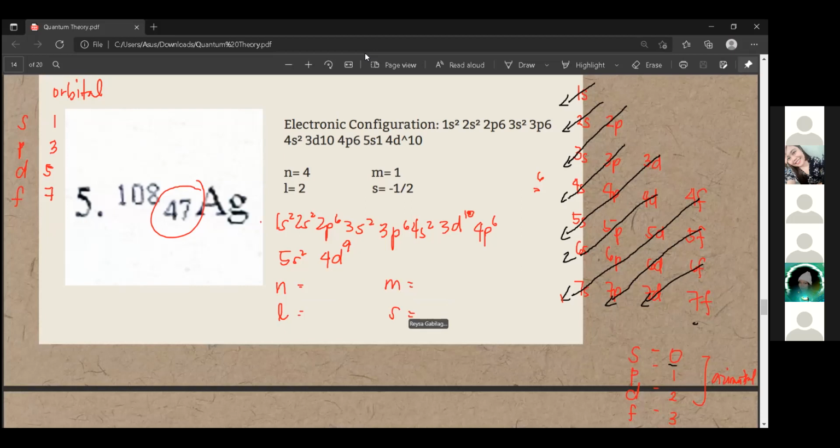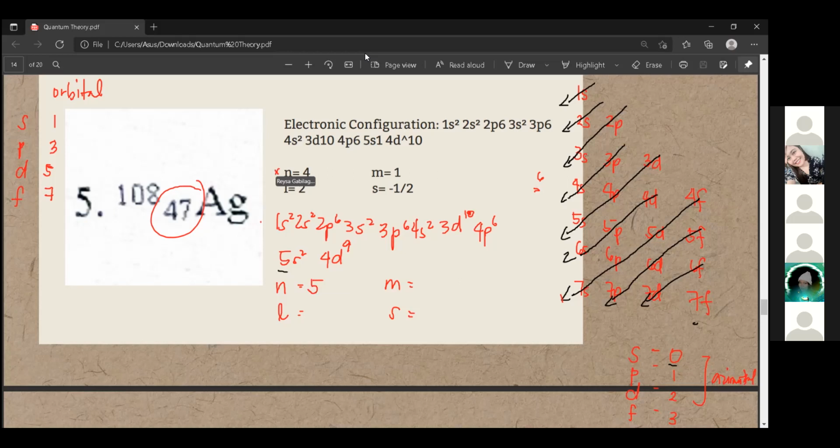So again, we will be following the electron configuration arrangement. We will be predicting the n. The n here, take note, is the biggest one. It doesn't matter whether it's last or in the middle, as long as it's the biggest. And that is the 5. So this should be 5 here, class. It should not be 4.